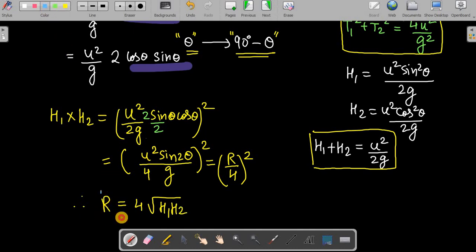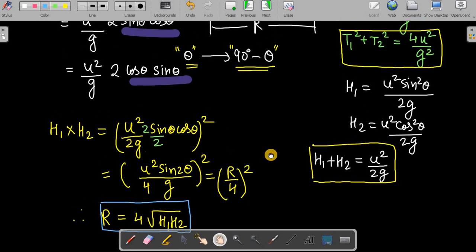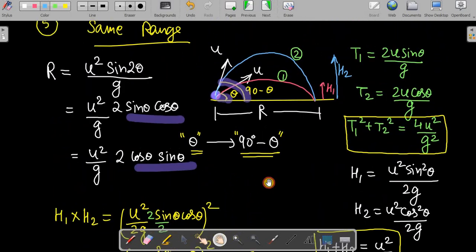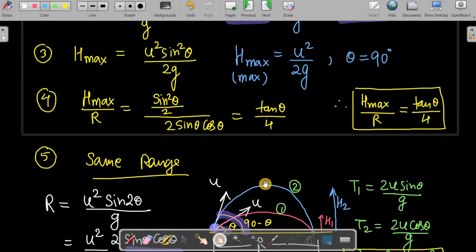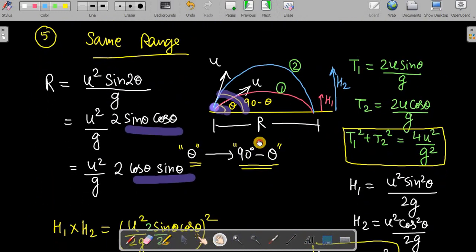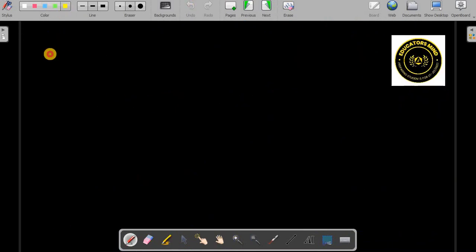All these relationships can be asked in objective questions. So better we should remember these formulas, these important results. I think these are important things here. One more point we can write, point number 6, for the trajectory equation.